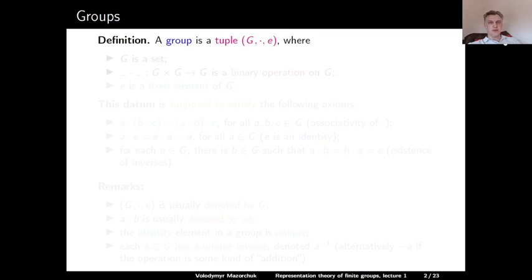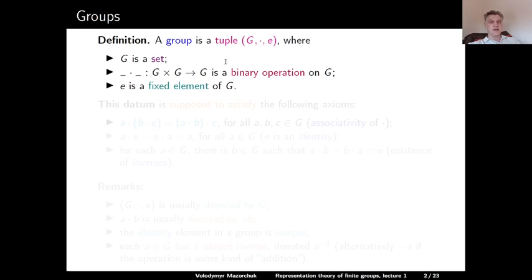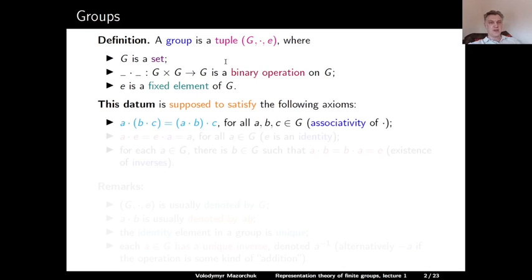A group is a tuple which consists of a set G, a binary operation on G, denoted by dot, and a fixed element E in G. So this datum is supposed to satisfy the following axioms. First of all, the binary operation on G is supposed to be associative. This means that multiplying A with the product of B and C, we will get the same result as if we multiply the product of A and B with C.